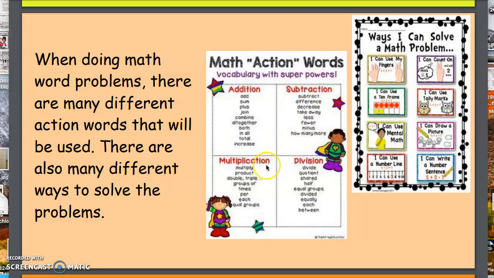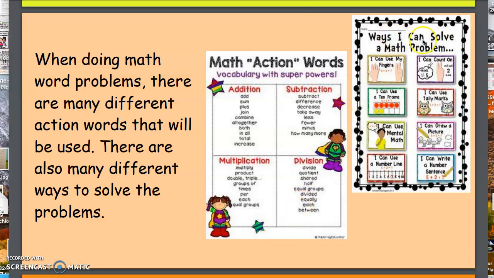We also have multiplication. Multiply, product, double, triple, groups of, times, per, each, equal groups. Then for division: divide, quotient, shared, half, equal groups, divided, equally, each, and between.